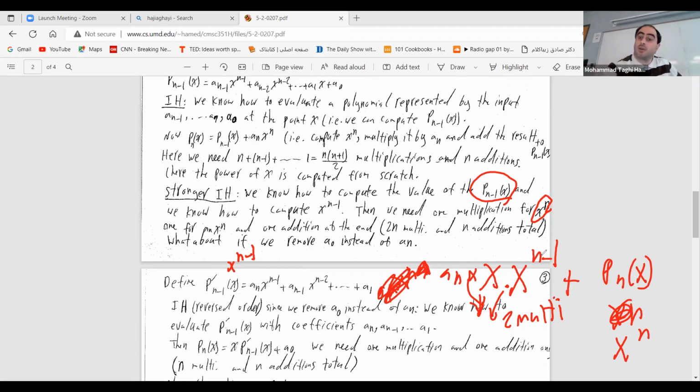So induction works because not only do I need to have Pn of x, but I also need to have xn as well. But xn also has been computed because you have multiplied x by xn minus 1, so you have computed it.